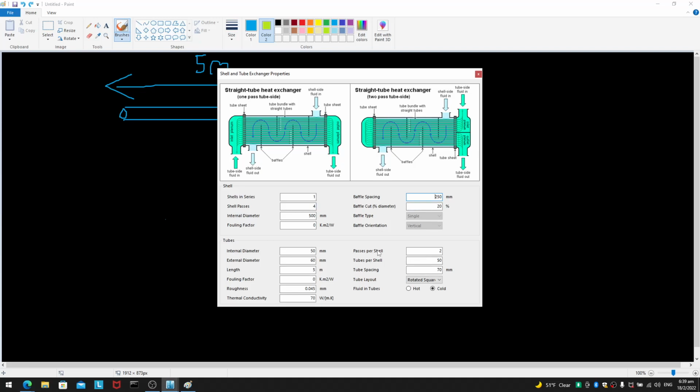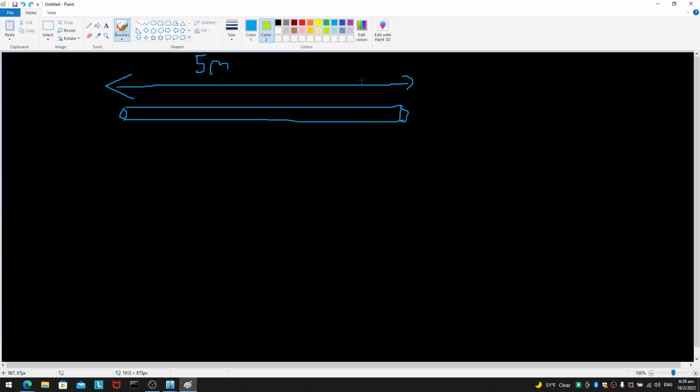Yeah, and it's assumed that the baffles are pretty thin. I don't even see any baffle thickness being put here, but okay, whatever. So let's say there's a bundle of tubes, and then you have your first baffle, right?